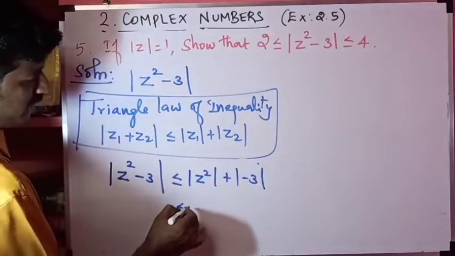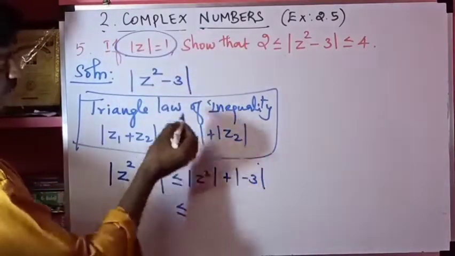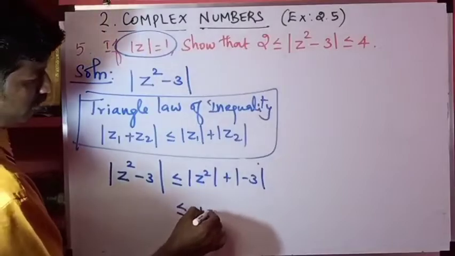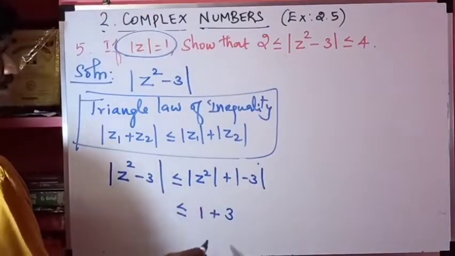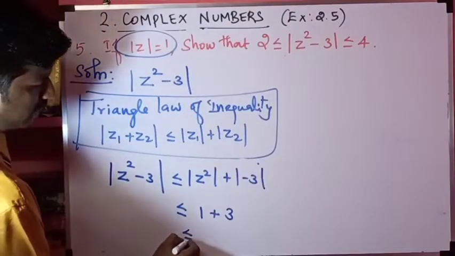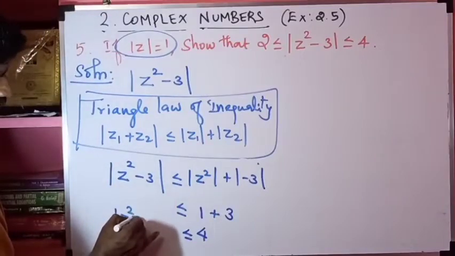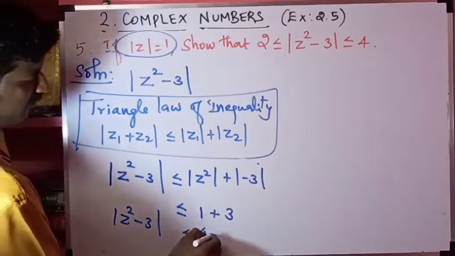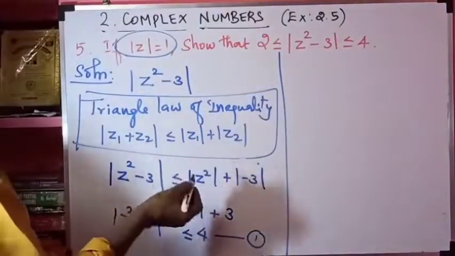So which is the z square? Modulus z equal to 1, right? By z square, we have 1 square, 1, plus this is modulus minus 3. You don't need to take the modulus, which is the meaning of modulus: if negative, you can take it as positive. The less than or equal to, which is what? The 4, right? So modulus z square minus 3 is less than or equal to 4. This is equation 1. Now I am going to use greater than.